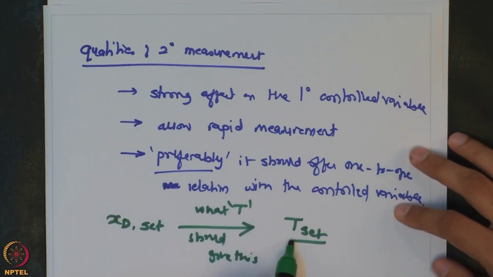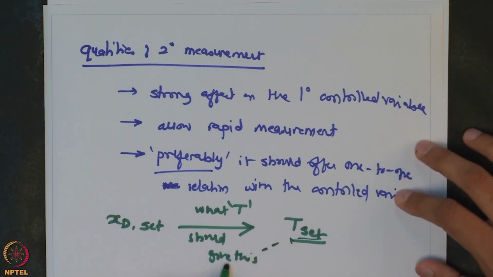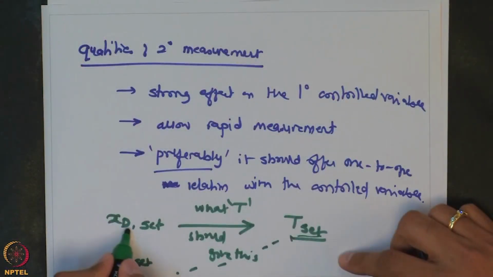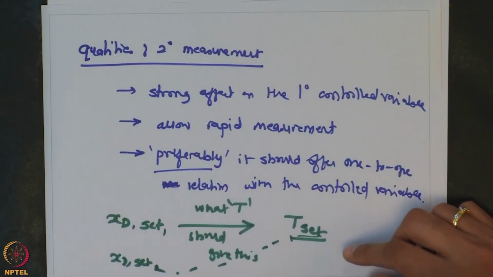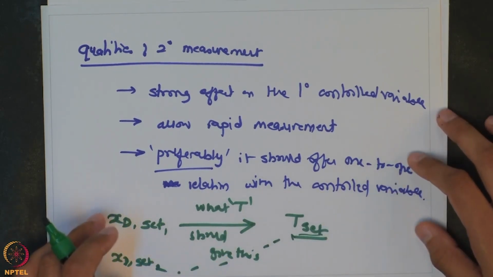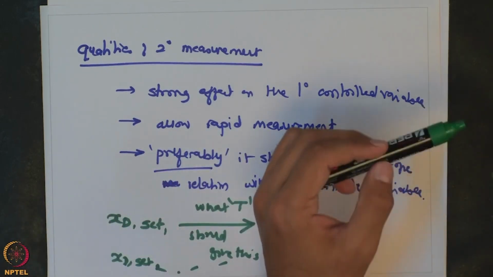What if at the same t set you can have two xd set values, then the system may not give you the desired performance. By maintaining t set you cannot ensure whether you are going to get xd set 1 or xd set 2. So that is why I said typically you would want a one-to-one relationship between the secondary and primary controlled variables.